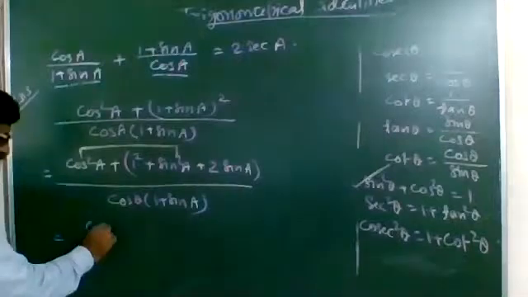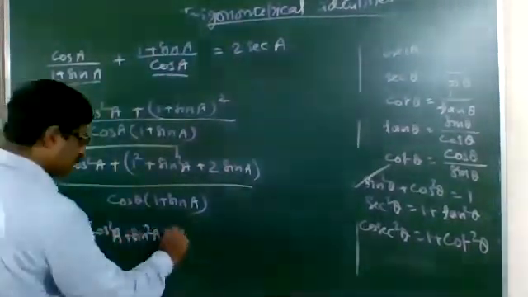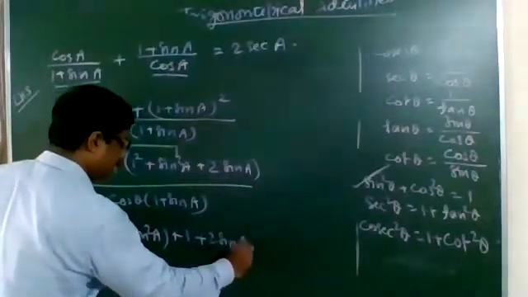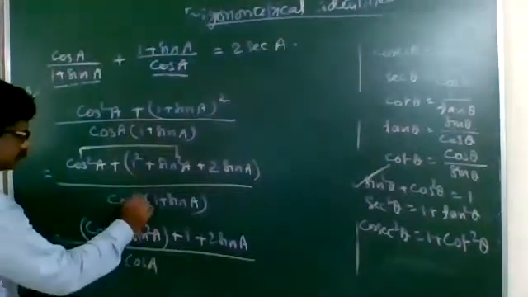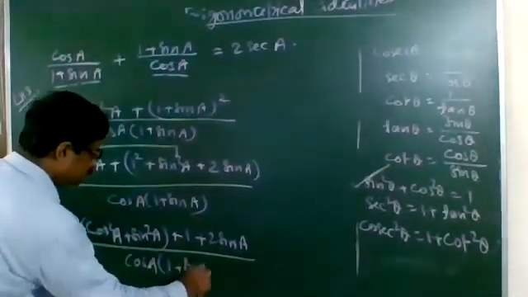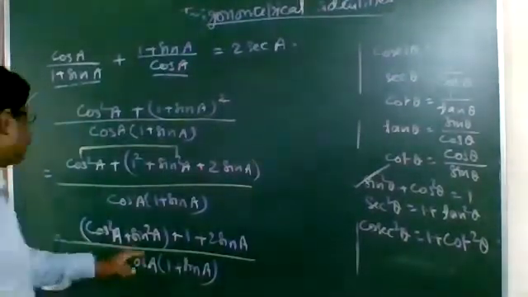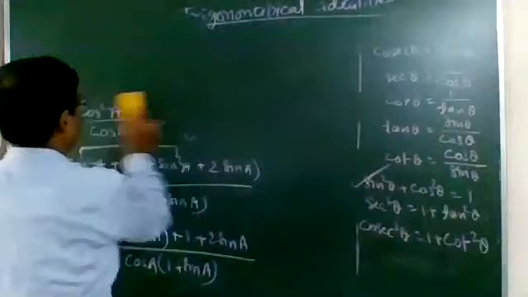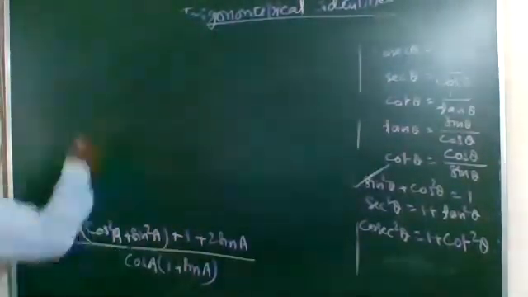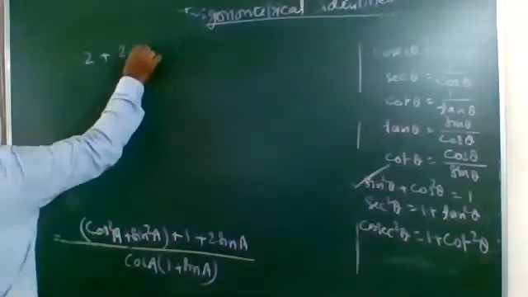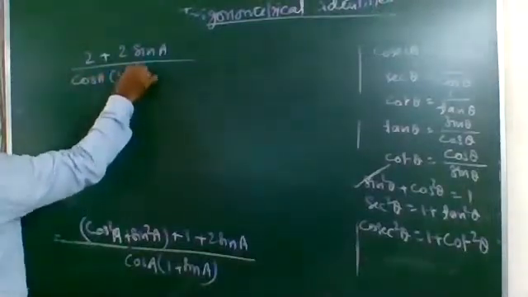If you're having difficulty, you have one more step: cos square A plus sin square A we take in one bracket, plus 1 plus 2 sin A upon, copy the denominator as it is. You generally don't multiply the denominator, we keep it as it is. Now cos square A plus sin square A, as I said, is 1. 1 plus 1 is 2. So we get 2 plus 2 sin A upon cos A into 1 plus sin A.